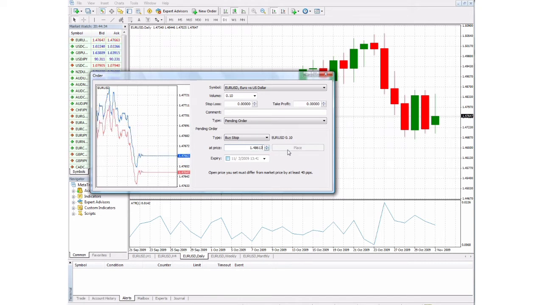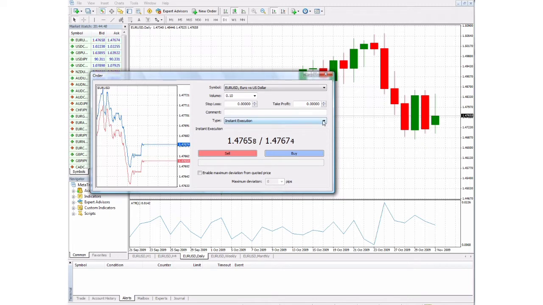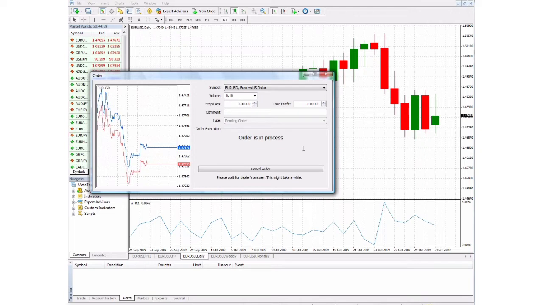Okay. Let's start with a whole new order here, since this one seems like it's going to give us challenges. Okay. Pending order, buy stop here. Okay. We've got a buy stop in place right up here, right where we want it.